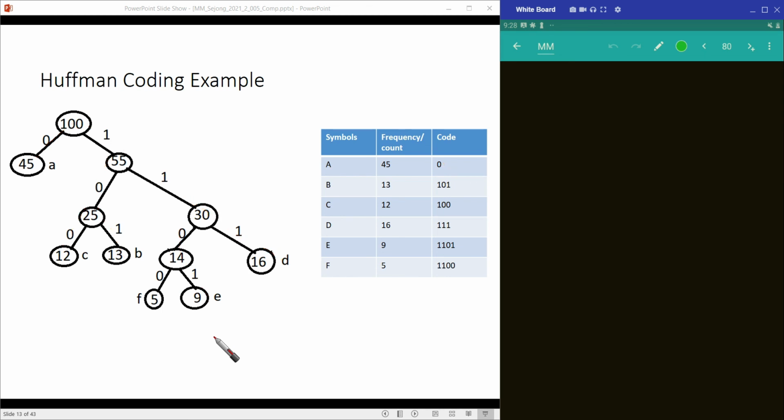Again, you see this is the variable length encoding. Only one bit we need for A, 3 bits for B, C, and D, and 4 bits for E and F. And you can find out this compression ratio. You can calculate the compression ratio, right? Because before and after, in the same way that we did before. So this is the Huffman coding.